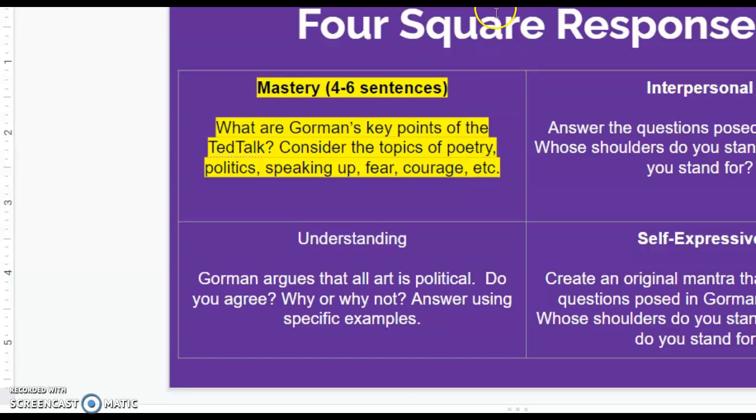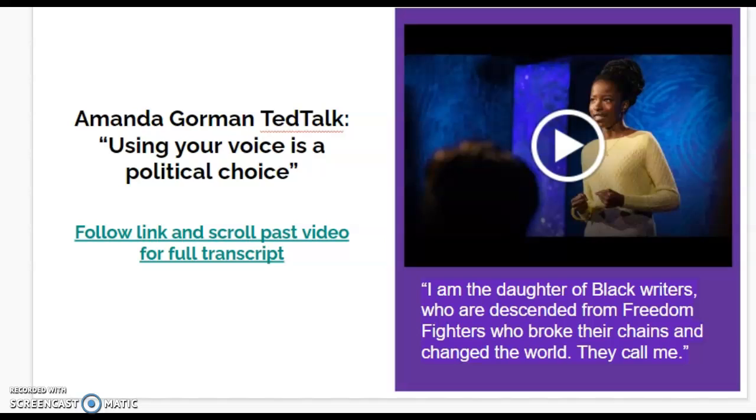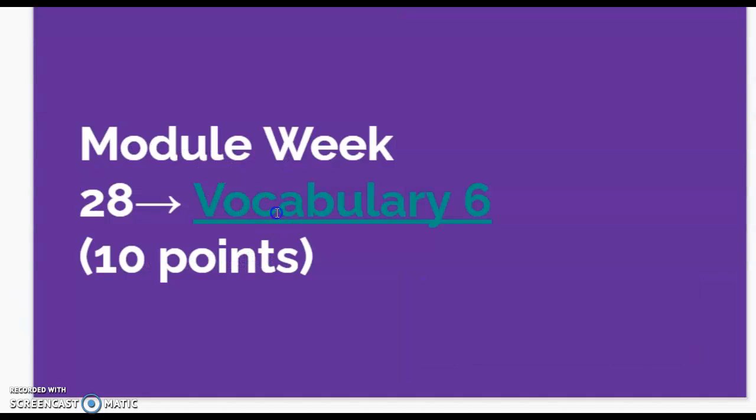And just to go back, Amanda Gorman said her mantra was, I'm the daughter of black writers who are descended from freedom fighters who broke their chains and changed the world they call me. So you might have to give explanation if you choose number 4 because she has a couple allusions to freedom fighters and breaking chains. So if you did something like that that's more creative, I might need an explanation. When you finish with that, you'll go to vocab 6.